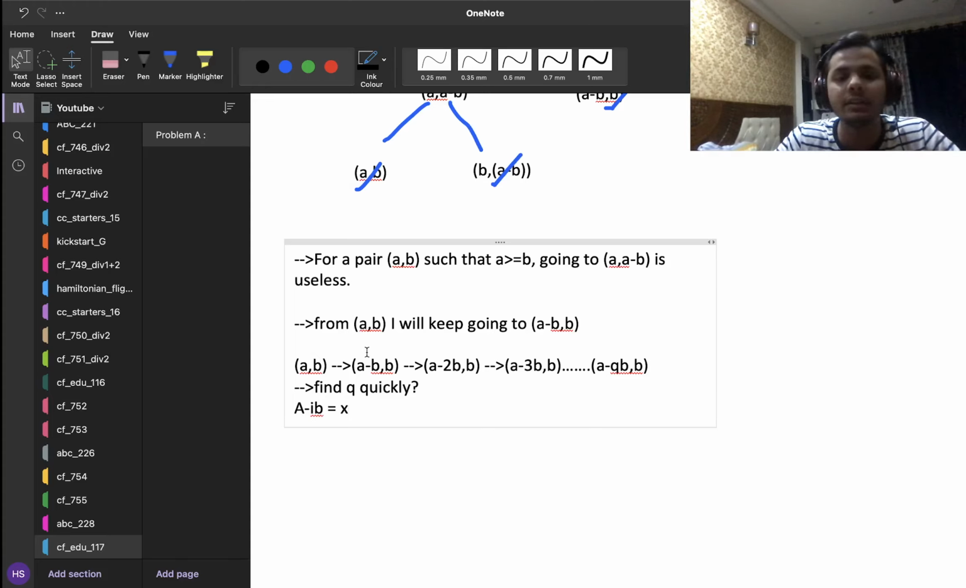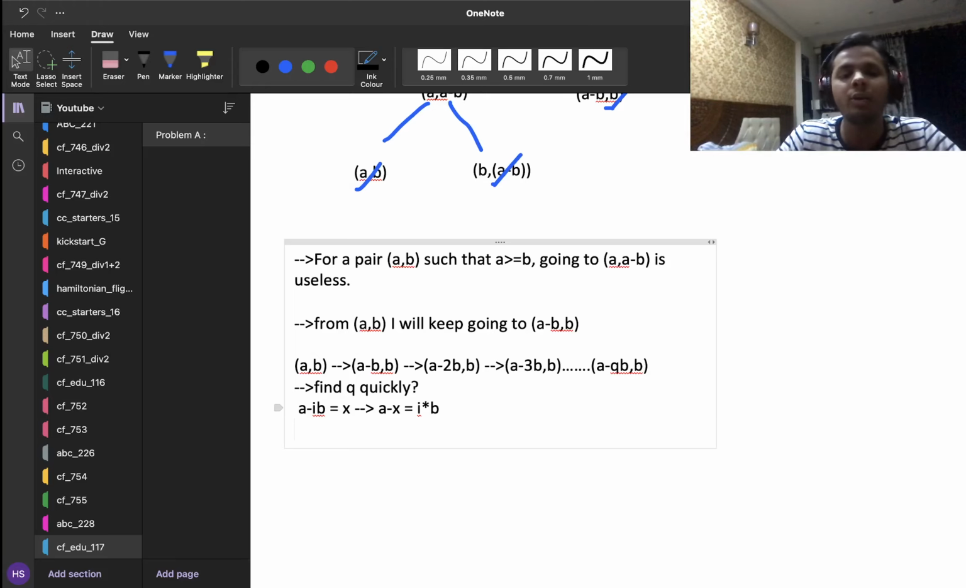Because the new term which is introduced at the ith operation will be just a minus ib, right? So I know that a minus ib is equals to x. So that means that a minus x is equals to i times b. So I can just say that if a minus x is divisible by b, then obviously I will find an answer in between. But if a minus x is not divisible by b, then I won't find an answer in between, and then I need to check for a minus qb comma b, and so on and so forth.